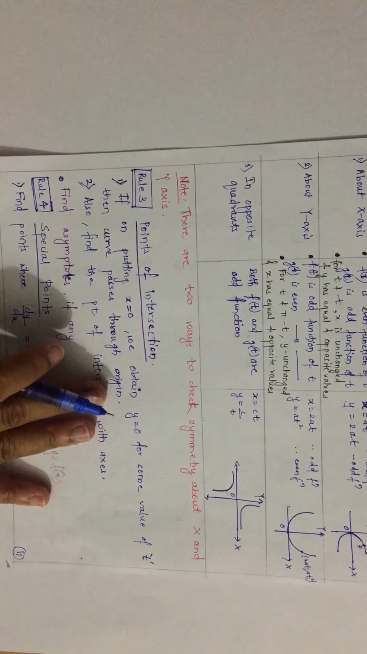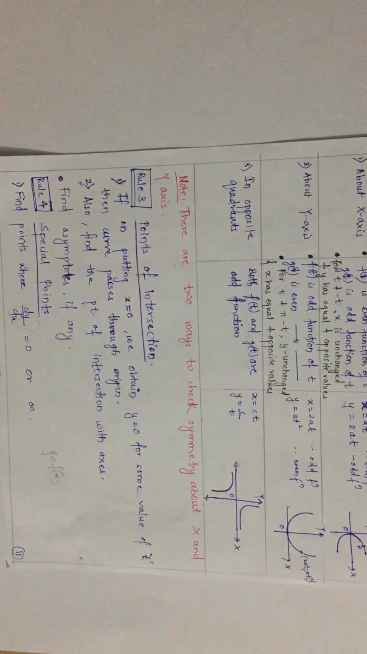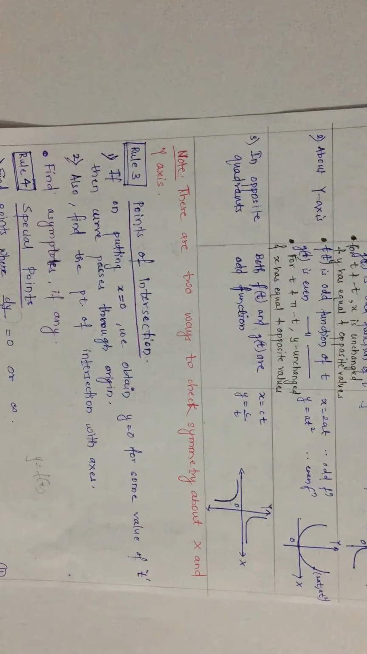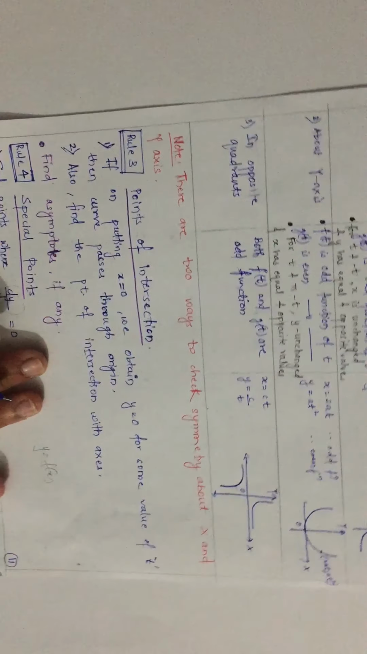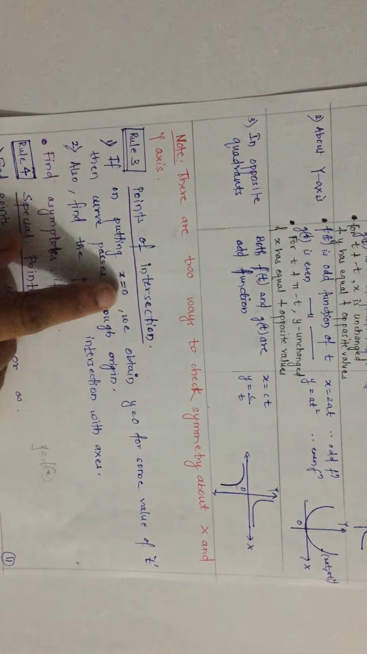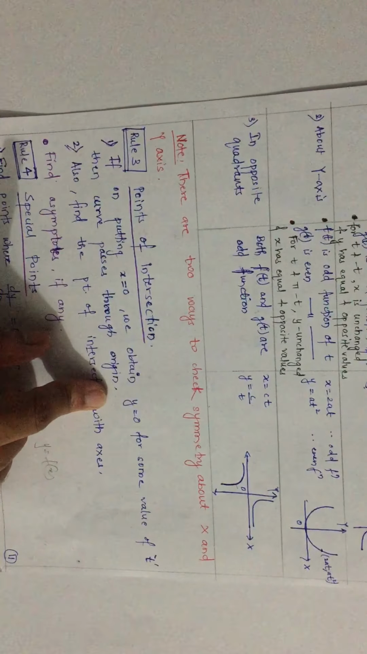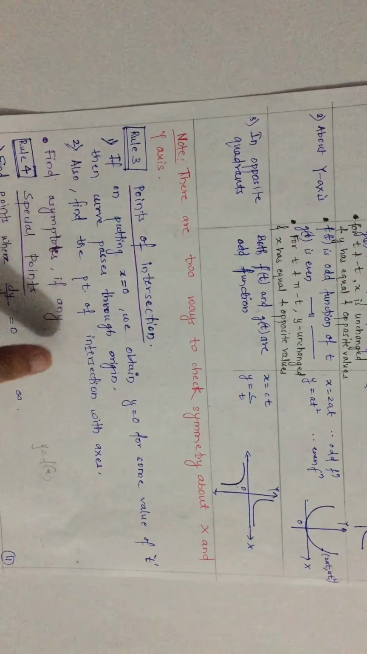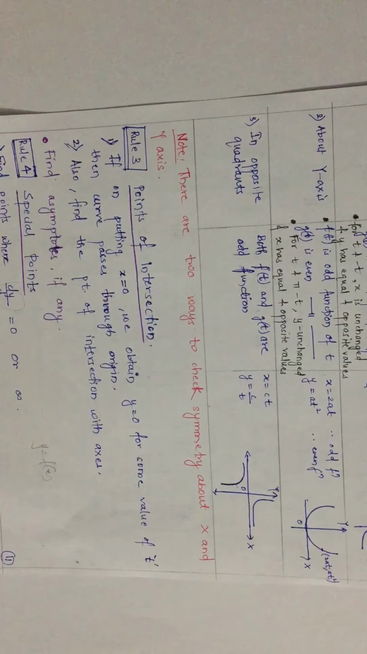Next rule says find the points of intersection. Again, as we have seen, with respect to the x-axis and the y-axis, check whether the curve is passing through the origin or not. To check whether the curve passes through the origin, find such a value of t for which x and y both are 0. If you obtain such a value, then we say the curve passes through the origin. Then check whether the curve passes through or intersects the coordinate axes, that is, the x-axis and y-axis.